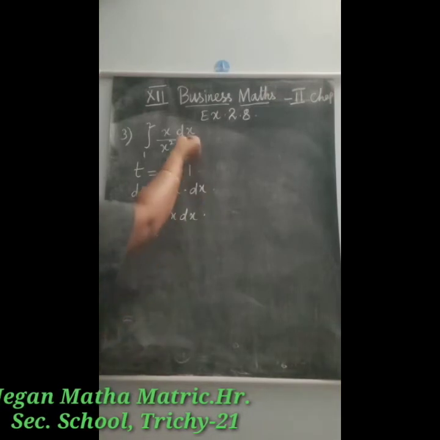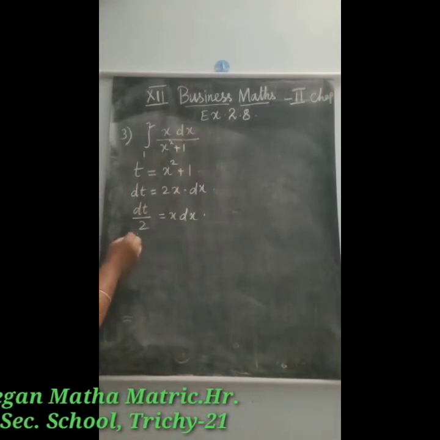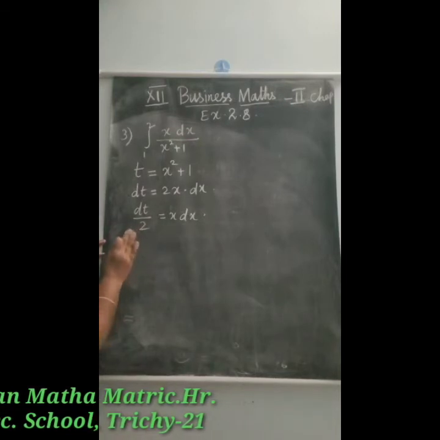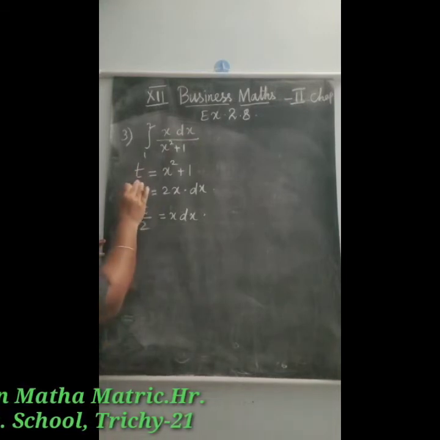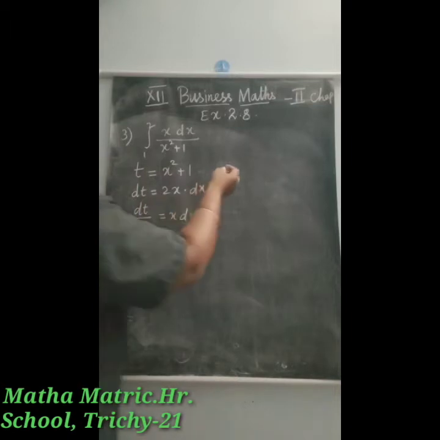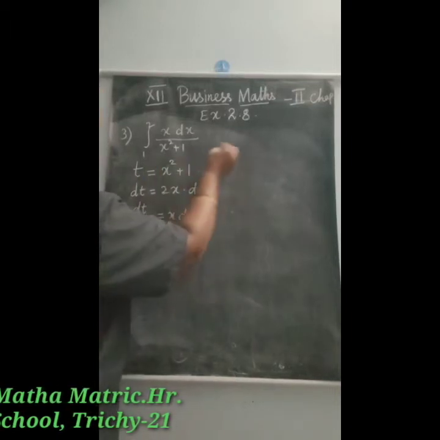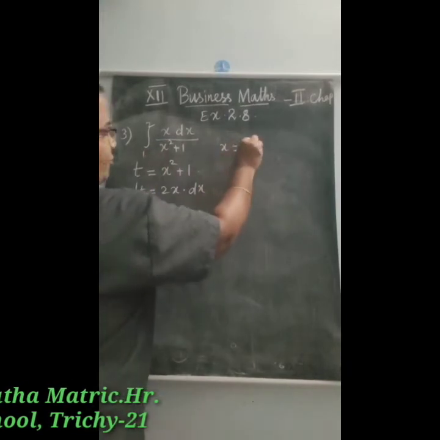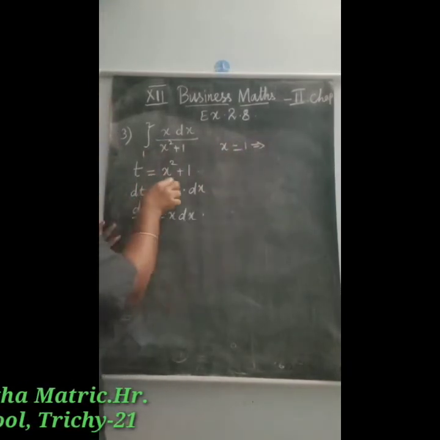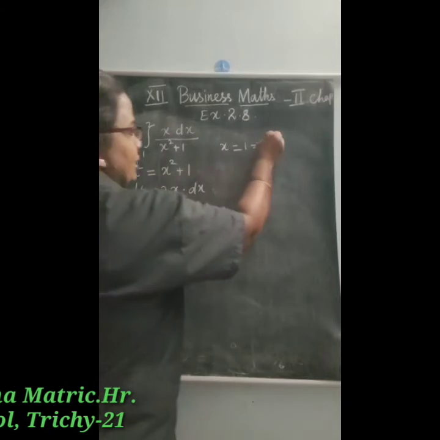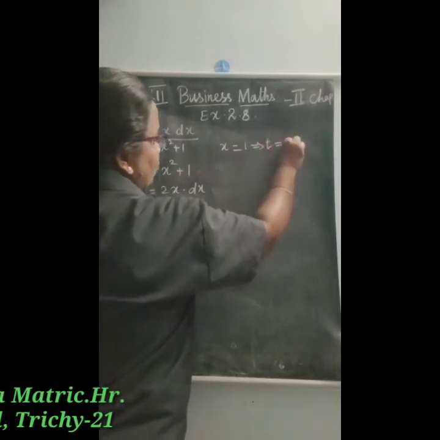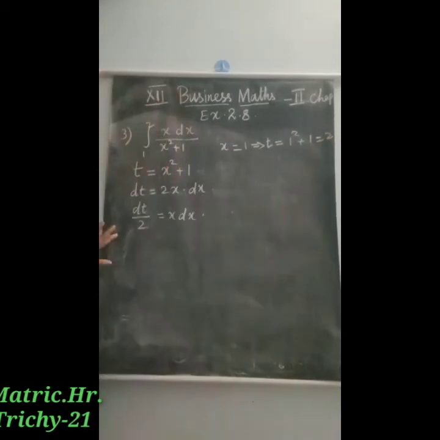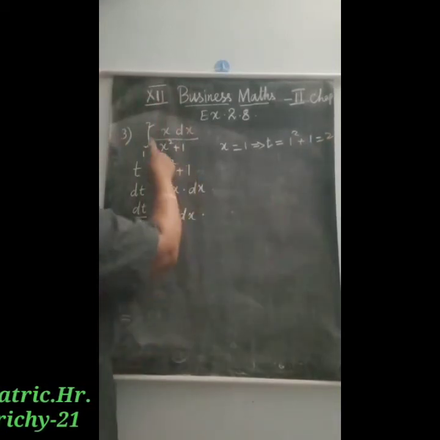Let us substitute in this question. If we substitute t instead of x, the limit values also have to change. So for x is equal to 1, we will get t is equal to 1 squared plus 1, so that is equal to 2. We have to change the limit values also.